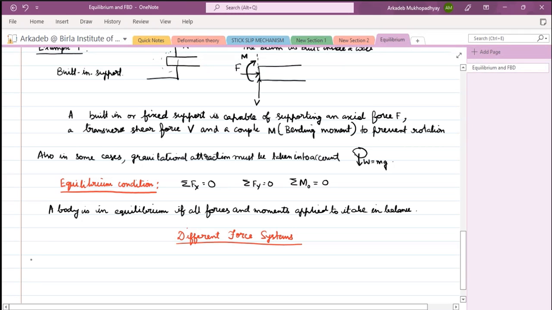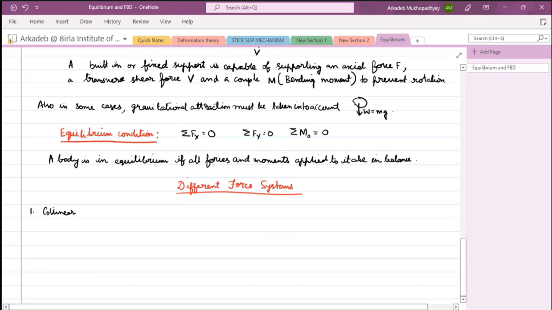Like this. The first one is collinear. It's a very famous building which is located in Spain. Bilbao, Spain, and designed by.